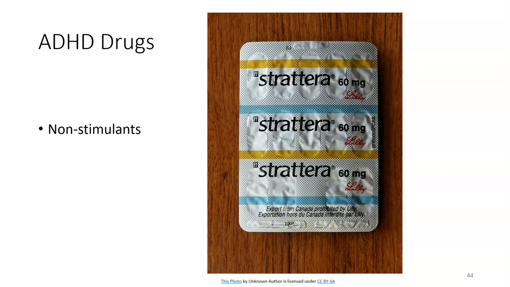Non-stimulant drug, this is not a controlled substance. This is actually sold by prescription, is the drug atomoxetine, and atomoxetine has the brand name of Strattera. So this is not a controlled substance. These drugs include drugs that selectively inhibit norepinephrine reuptake in the brain.